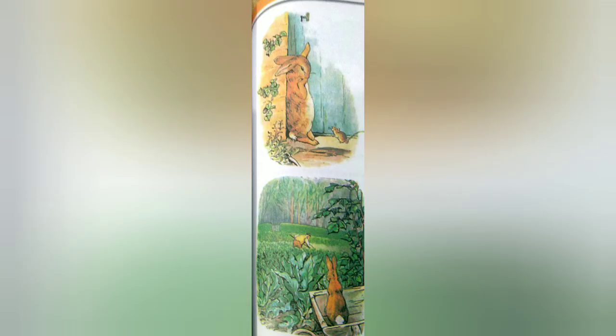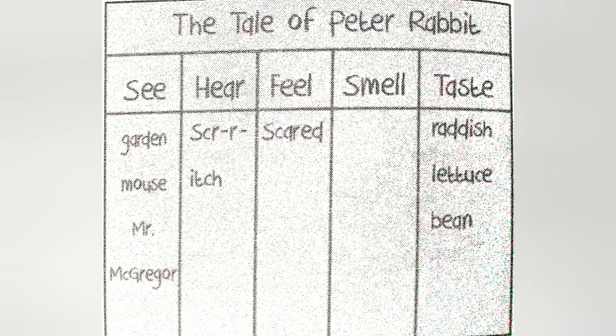Peter Rabbit felt scared. He heard the sound of Mr. McGregor's shoes scratch. He saw Mr. McGregor's vegetable garden, an old mouse carrying peas and beans for its family, and Mr. McGregor digging onions. He tasted the lettuce, beans, and radish. He felt sick after eating them.